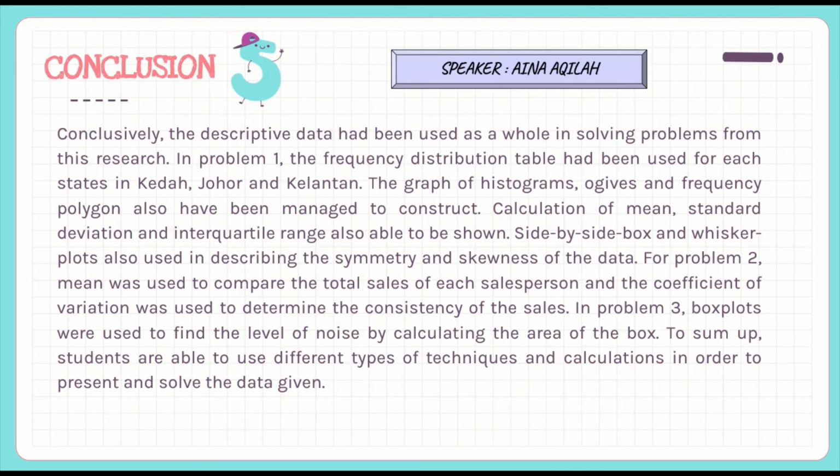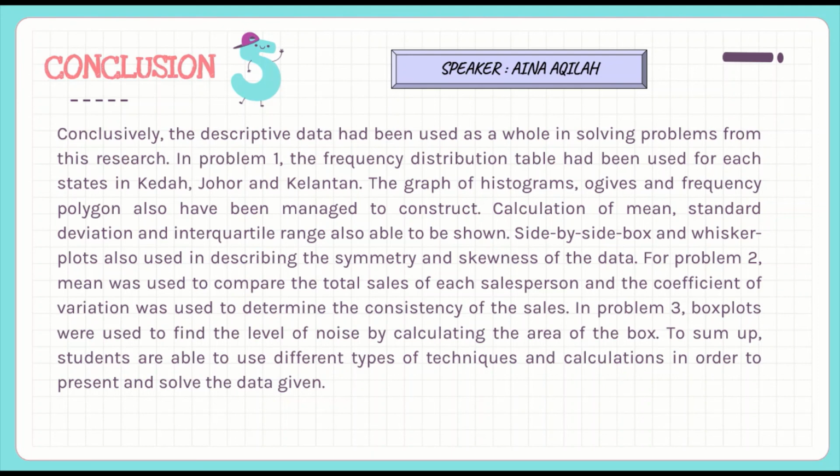Now for the conclusion. Conclusively, the descriptive data had been used as a whole in solving problems from this research. In problem 1, the frequency distribution table had been used for each state in Kedah, Johor, and Kelantan. The graphs of histograms, ogives, and frequency polygons have also been constructed. Calculation of mean, standard deviation, and interquartile range was also shown. Side-by-side box and whisker plots were also used in describing the symmetry and skewness of the data.